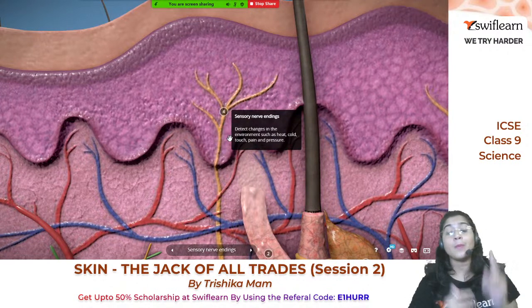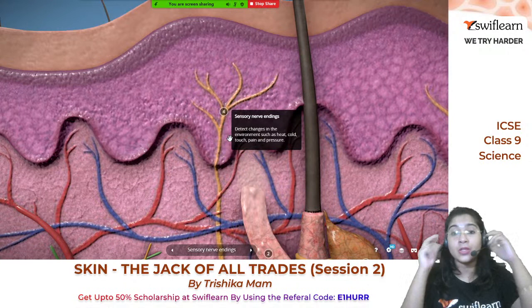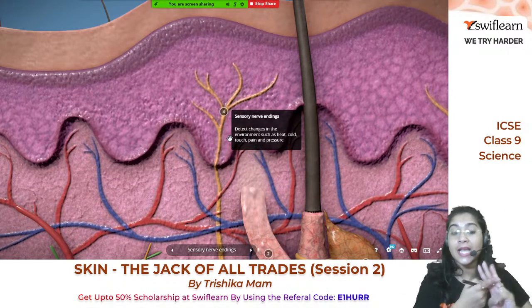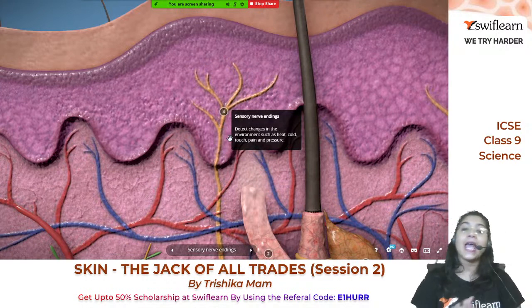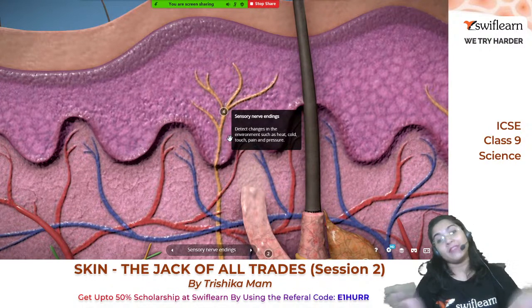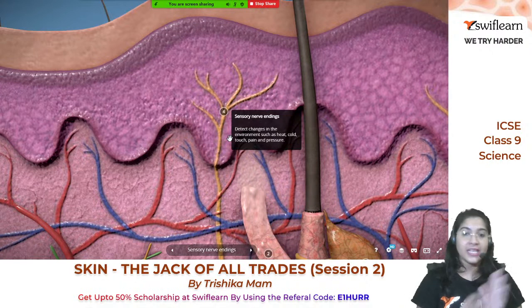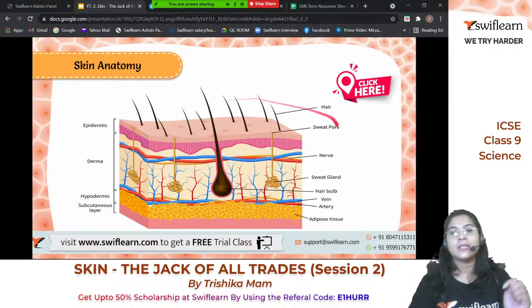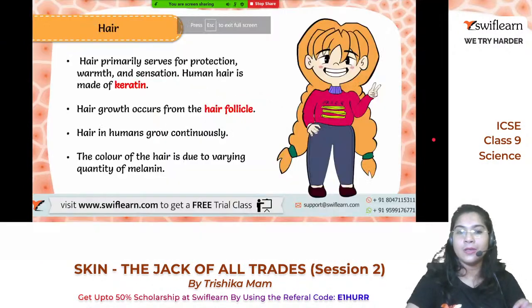So always remember that the skin is associated with all these things: the hair follicle, the sweat gland, the sebaceous gland, the nerve endings, and definitely the blood vessels. So all these things we will study in today's session. What are the different things which are present over here?